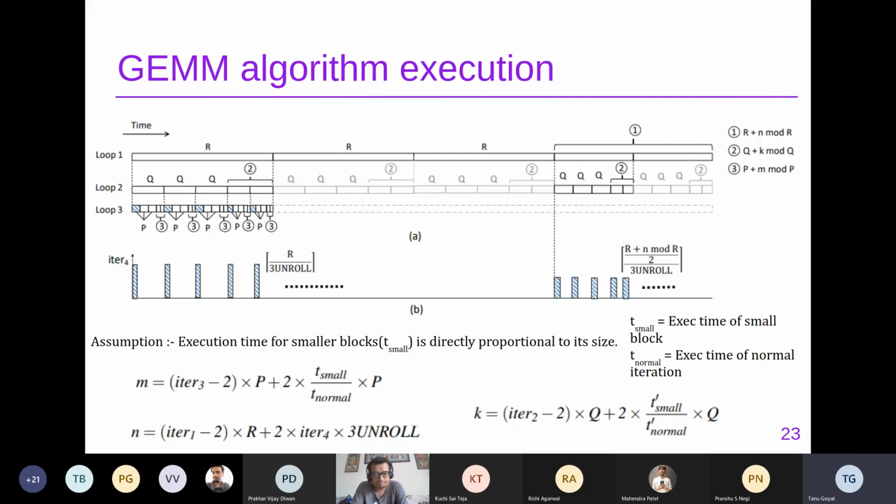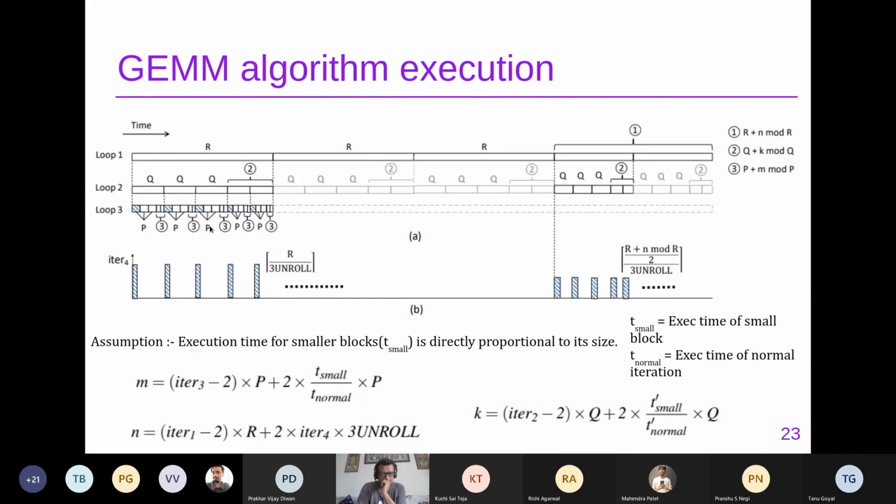Based on this insight, they are figuring out the values of the different matrices. Since the very last iteration has a small block size compared to the previous iterations, they make an assumption that the execution time of small blocks at the last iteration, indicated as t small, is directly proportional to its size. Based on it, they calculate the following formulas, which they use to get the matrices.